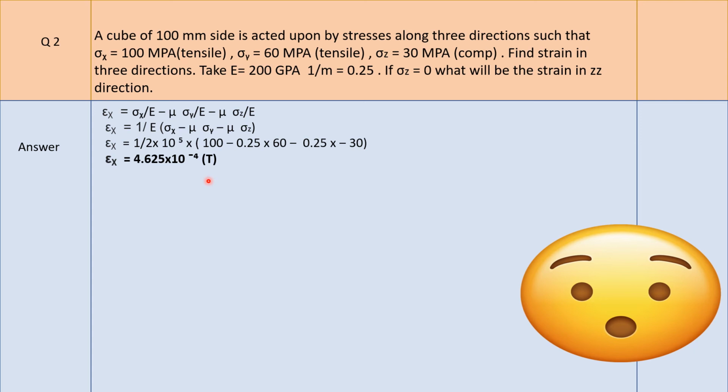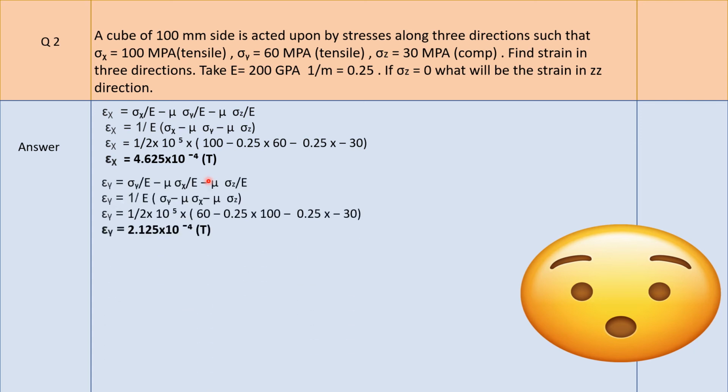Now let us see how to calculate epsilon y. Epsilon y will be sigma y upon E minus mu sigma x upon E minus mu sigma z divided by E. Taking 1 upon E common, it becomes 1 upon E into bracket sigma y minus mu sigma x minus mu sigma z bracket close. So substitute the values: 1 divided by E is 2 into 10 raised to 5 into bracket open, now sigma y is 60, minus 0.25 into sigma x, which is 100, minus 0.25 into sigma z, which is minus 30 because it is compressive, bracket close. Take the calculators in your hand and do the calculations from here.